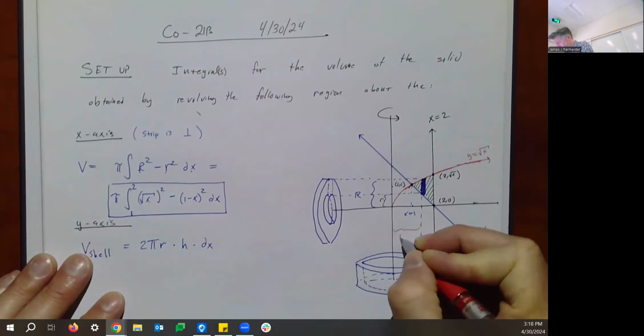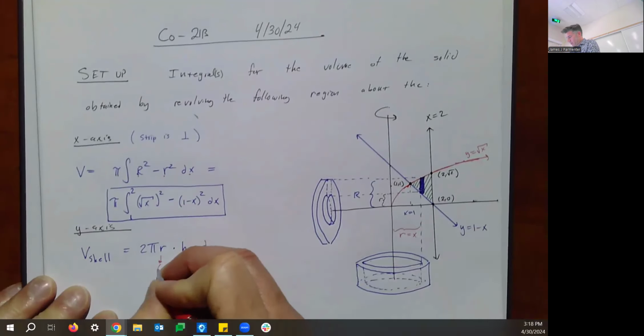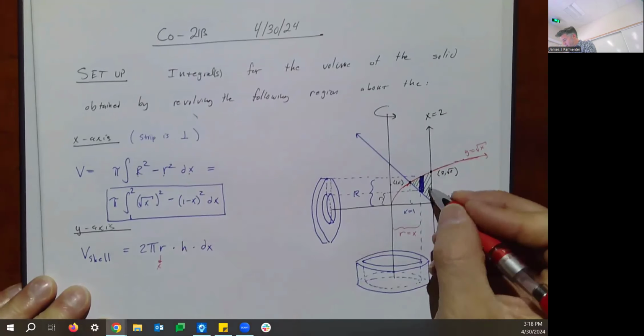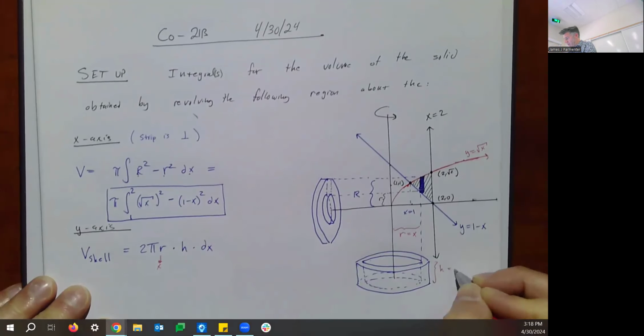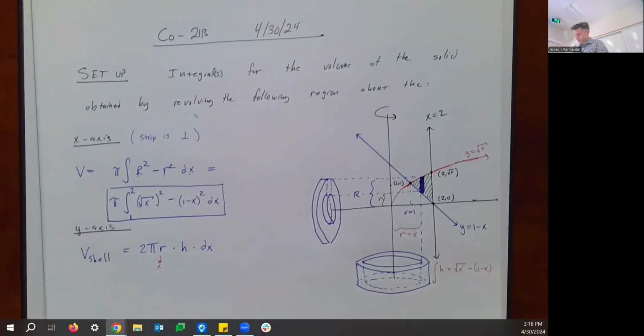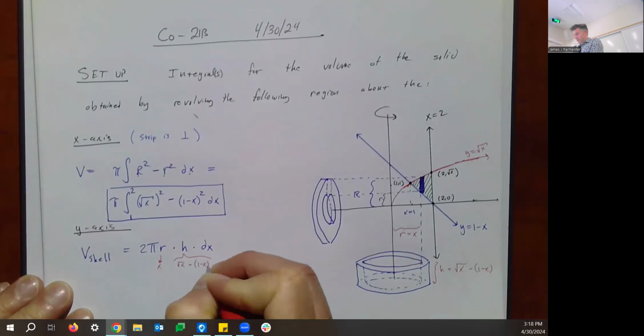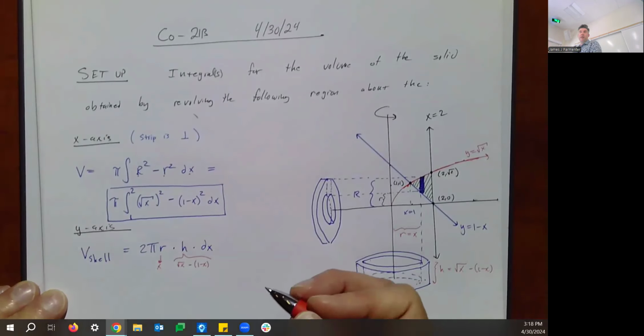But the radius is just how far we are from the axis of rotation. So our radius here is just x. The height is the height of the strip. So the height is going to be the top function minus the bottom function, square root of x minus 1 minus x. And the dx is just the dx, the thickness.